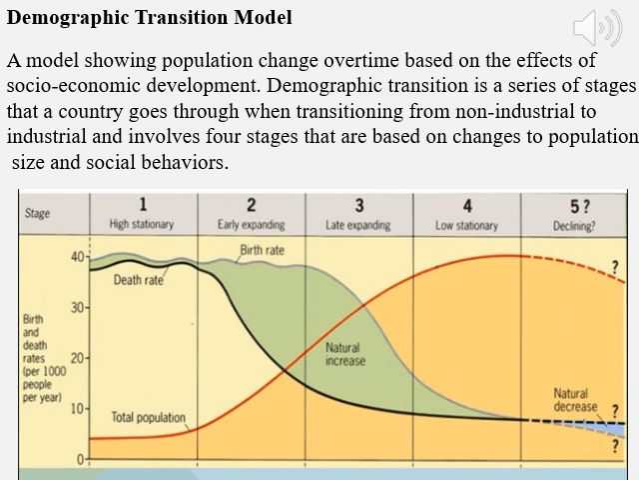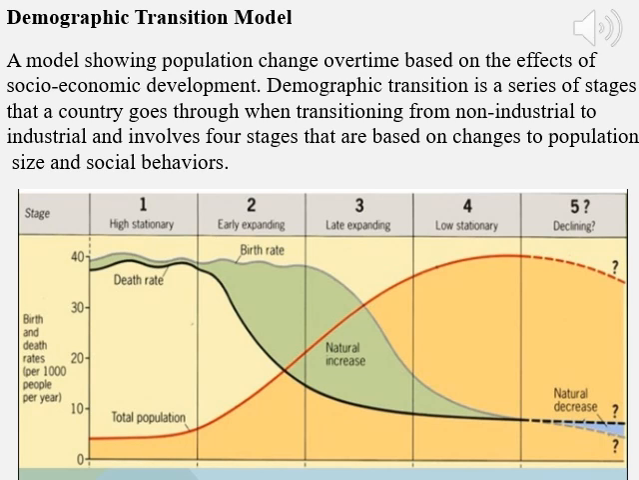Demographic transition model is a model that shows population change over time based on the socio-economic development. It illustrates the stages that the population of the countries go through when transitioning from non-industrial to industrial, and it has four stages. Stages of demographic transition as illustrated on this figure are four or five.